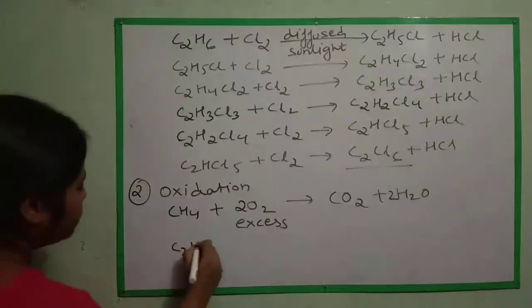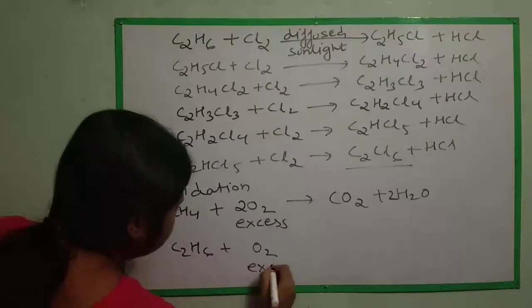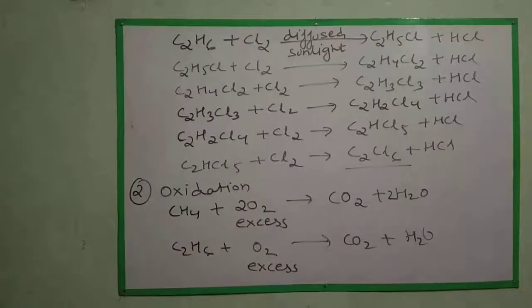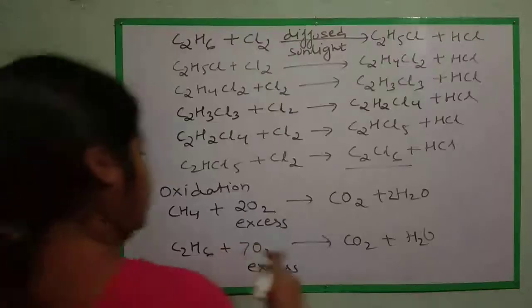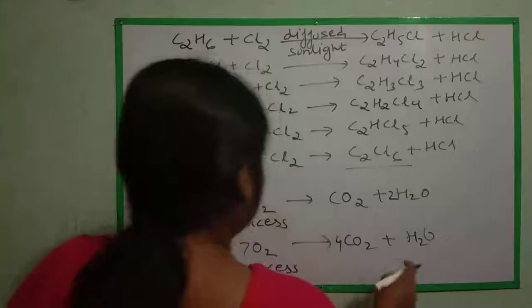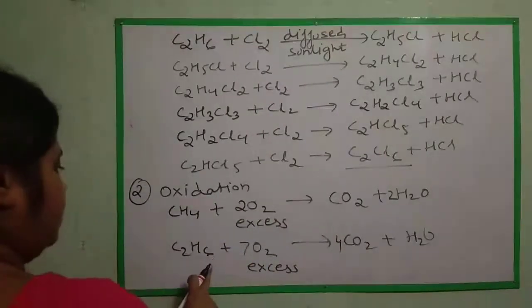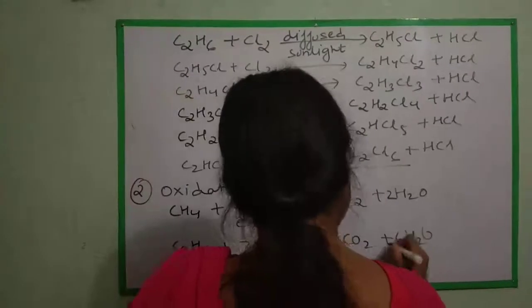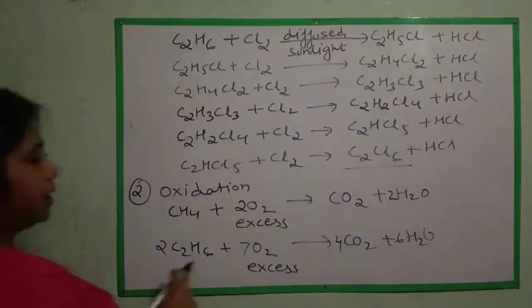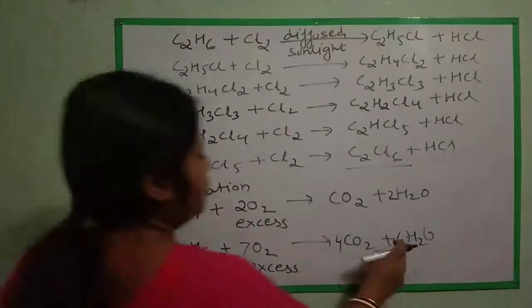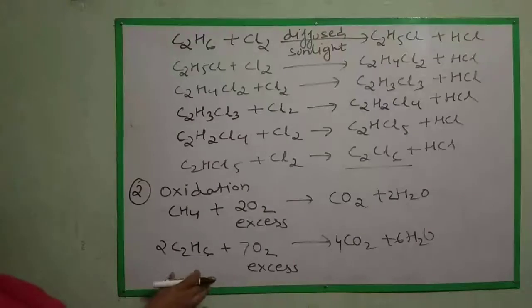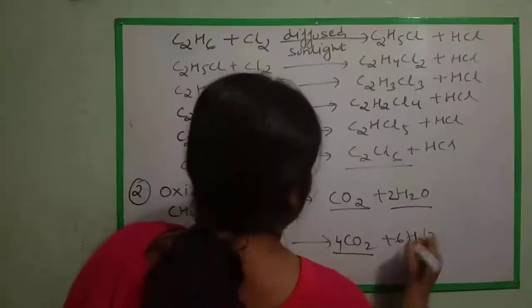If ethane is treated with excess oxygen, then also the product will be carbon dioxide and water. You have to balance the equation. If I take 7 oxygen, then 6 hydrogen, 12 hydrogen, 2 to the 4 carbon, 12 hydrogen, 7 to the 14, here 4 to the 8, 8 plus 6, 14. The reaction is balanced. This means when ethane or methane, anything is treated with excess oxygen, we get carbon dioxide and water.